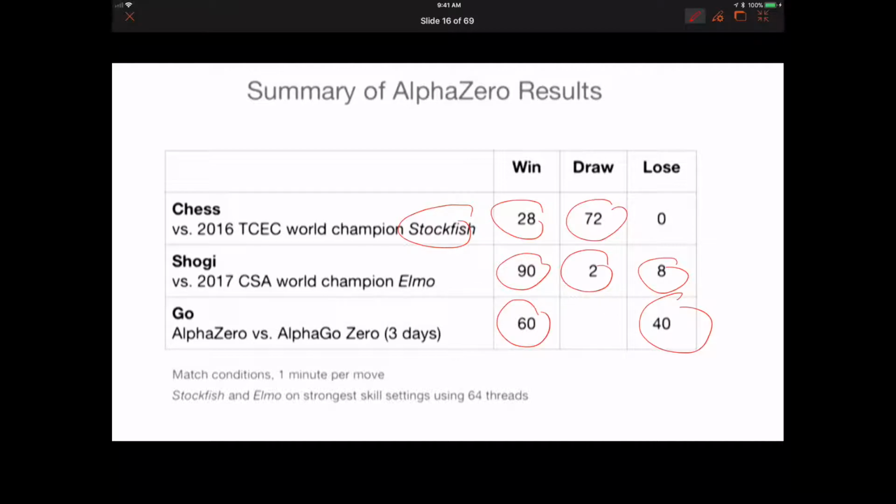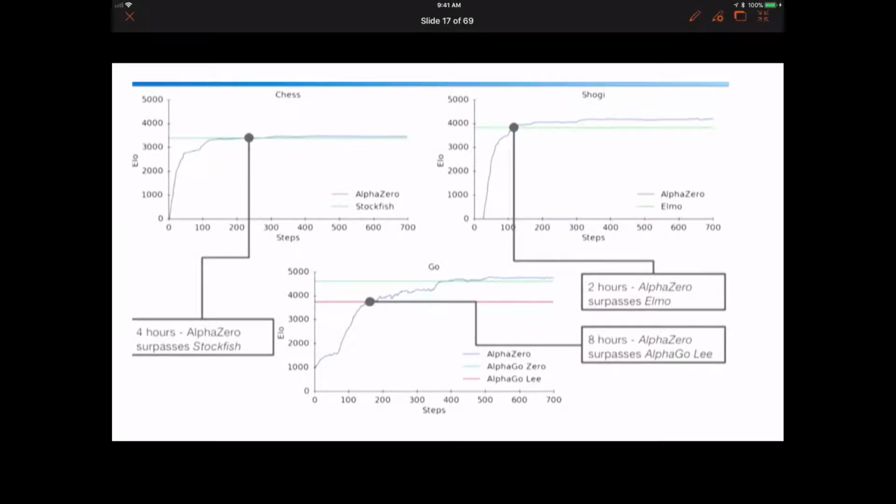AlphaGo Zero, after 3 days of playing against itself, was able to win almost 50% of the games against AlphaZero. So this new reward learning algorithm promises that human training or human facilitated training may not be necessary, but the machine with very little instruction can learn what it has to do by itself. And here's the learning curve.